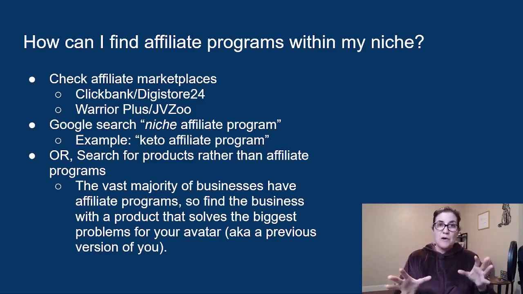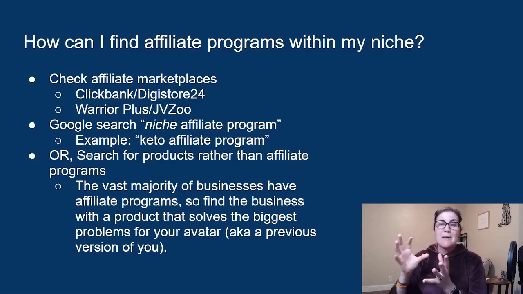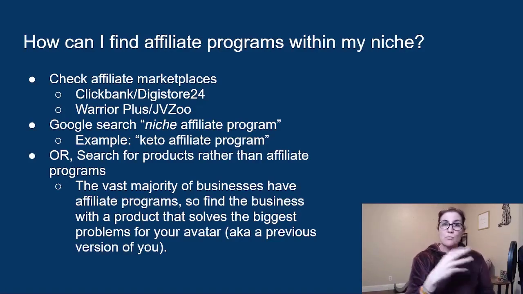You can also, and this is super powerful, just do a Google search for your niche and then the words affiliate program right after that. So for example, keto affiliate program, dog affiliate program, fill in the blank, relationship, parenting affiliate program. And you're not going to just find one business in the keto space who has an affiliate program. You're probably going to find a blog post that has 20, 30, 100 different affiliate programs within that niche. So Google is your best friend. Same with YouTube.